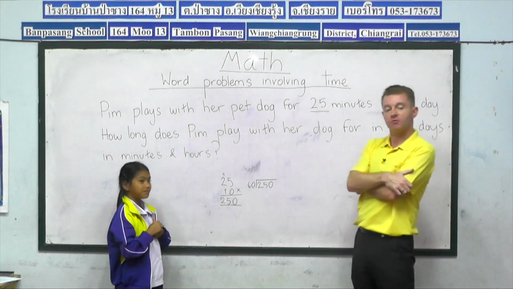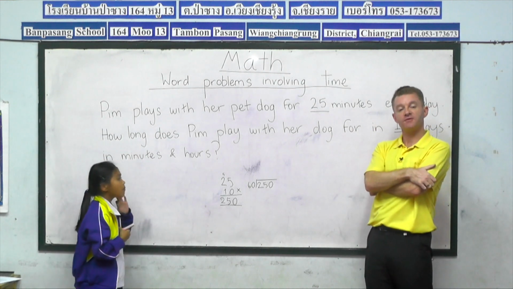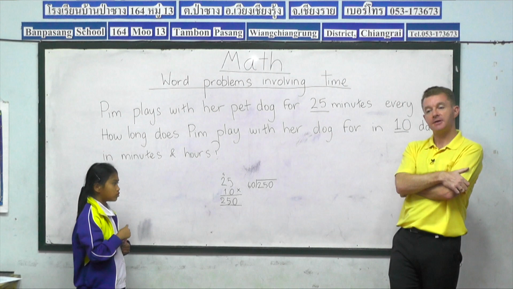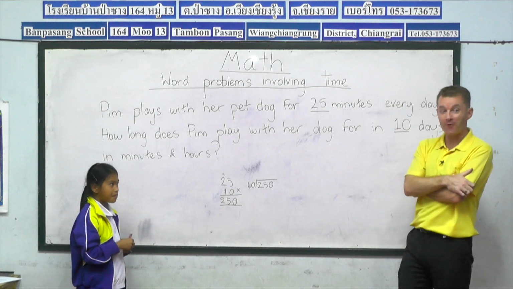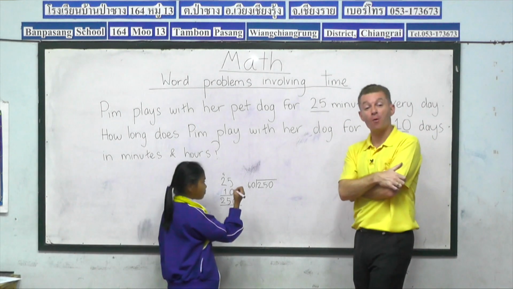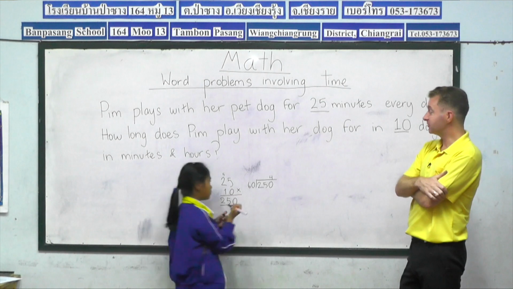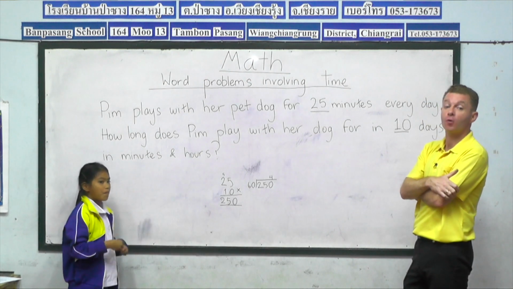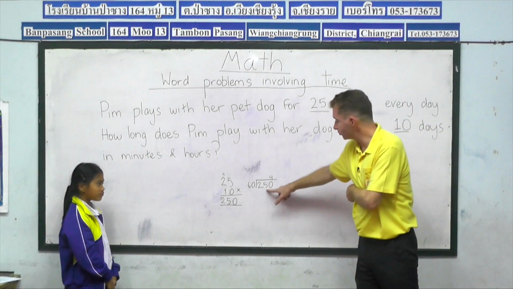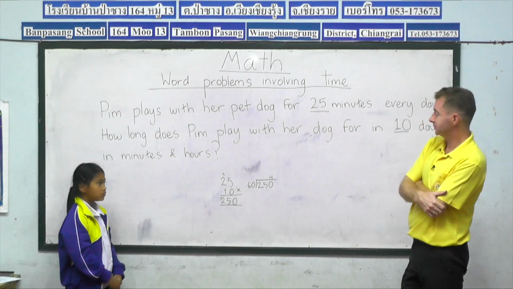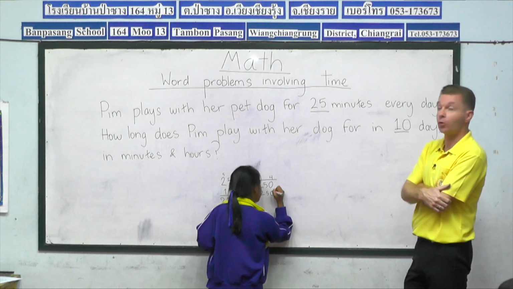That's the calculation we need to do. How many hours can we get out of 250 minutes? Any ideas, guys? Keep going. 4, yes. 60 will go into 250 4 times. 60 times 4 is 240 minutes. So what we need to do now is 250 minus 240.